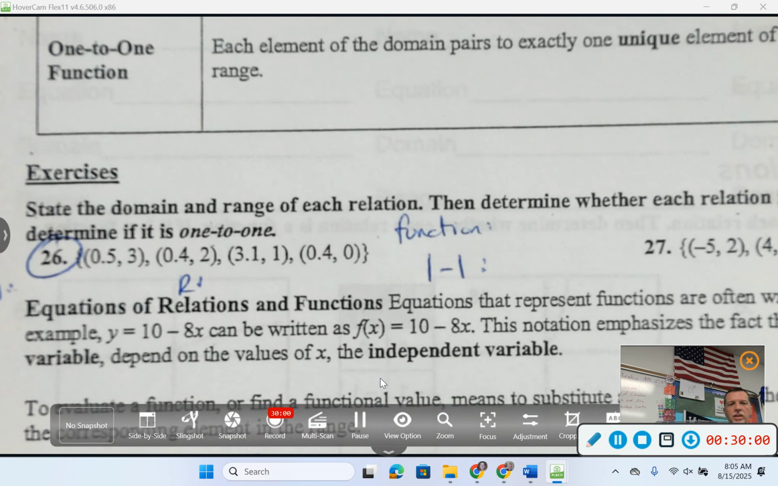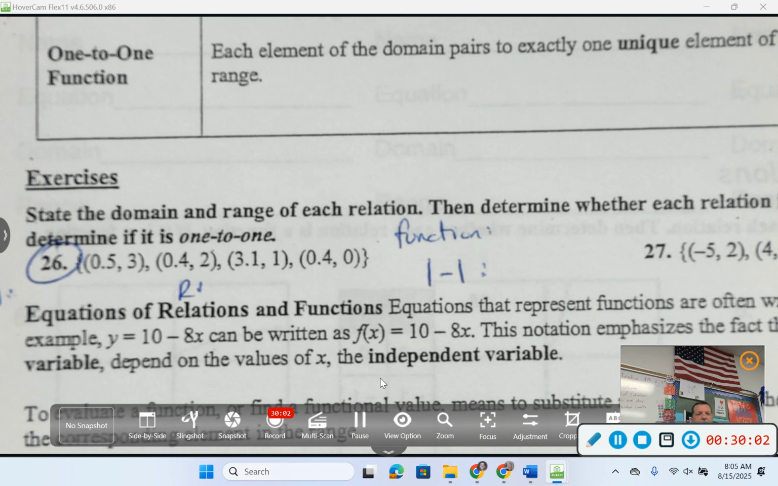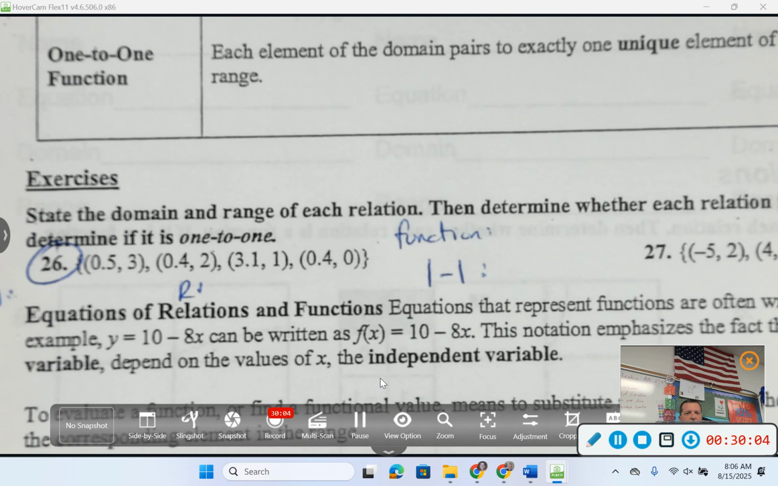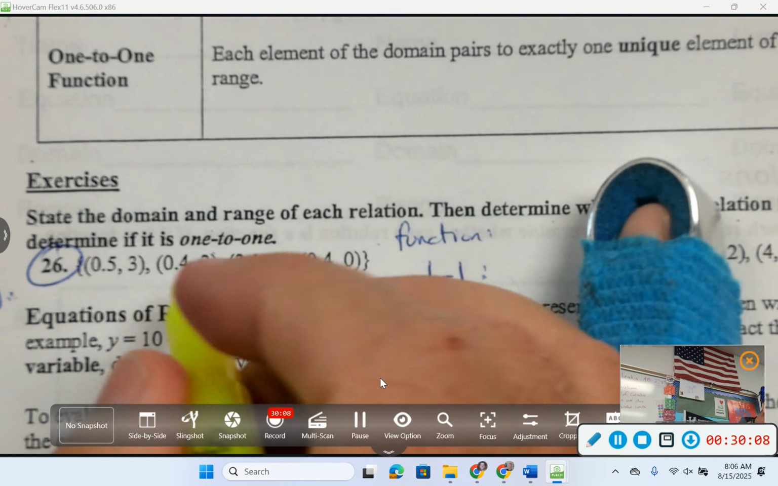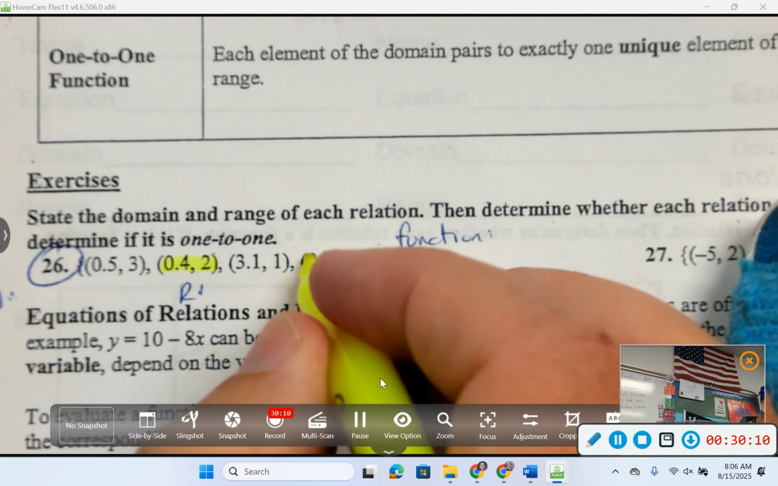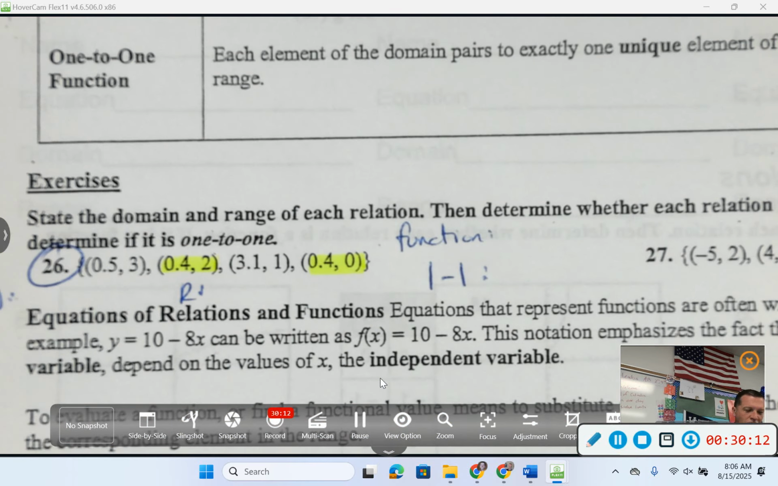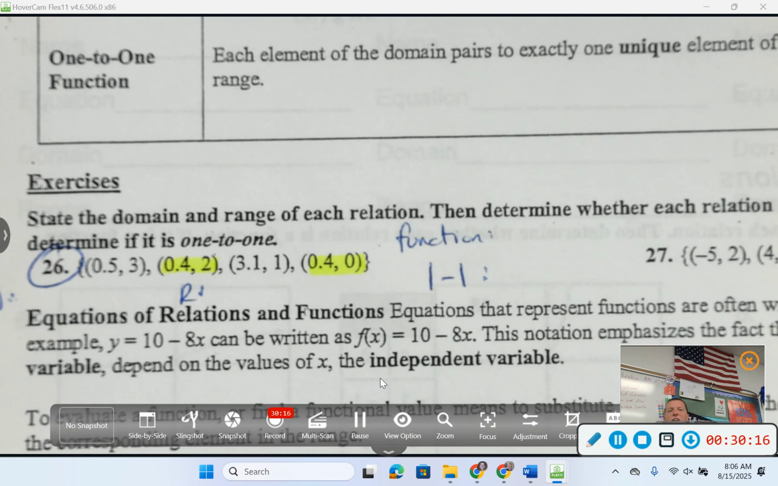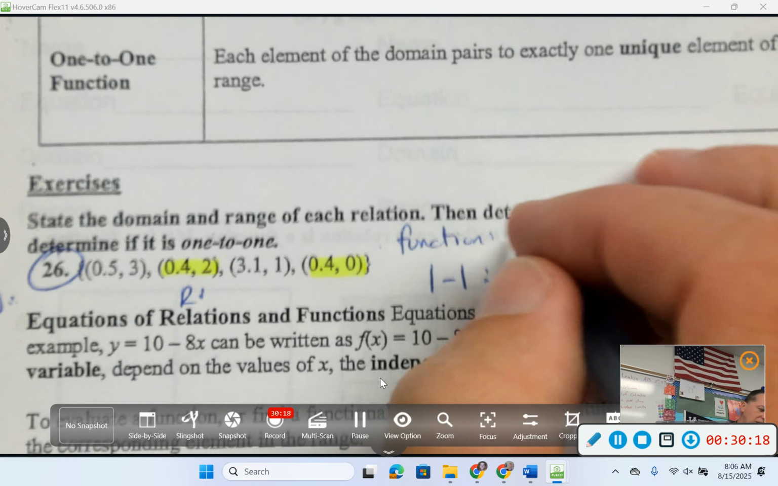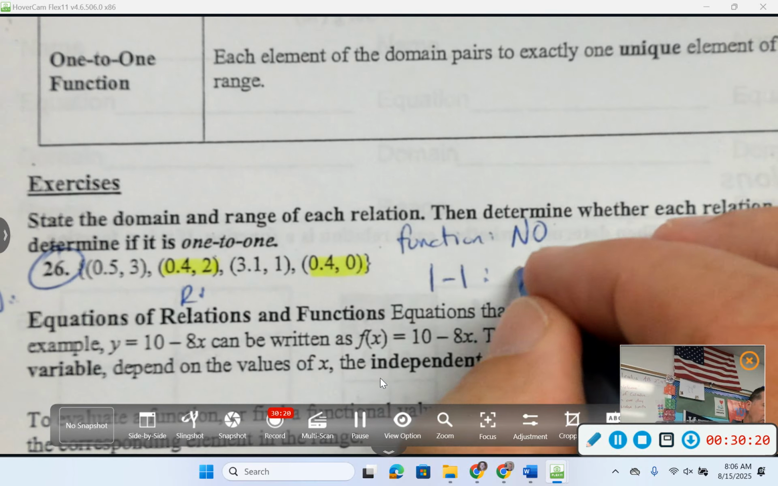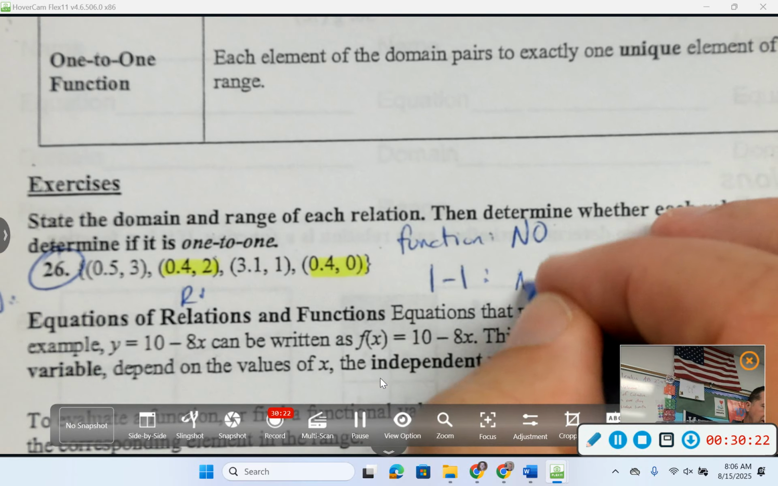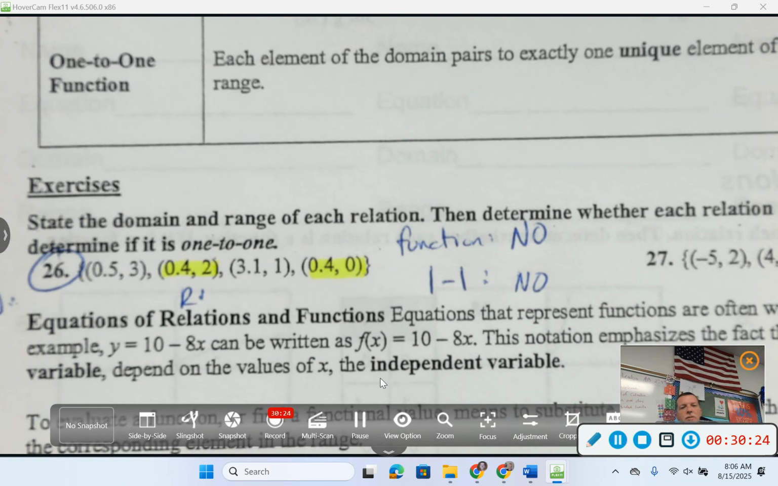Let's go back to the function thing. Is that one a function? Nope. Why not? Because there are two 4s and they have different y's. Yeah, that's a good answer. You've got to make sure that they go to different things. So it's not a function, and if it's not a function, it can't be one-to-one, so that second question doesn't even matter.